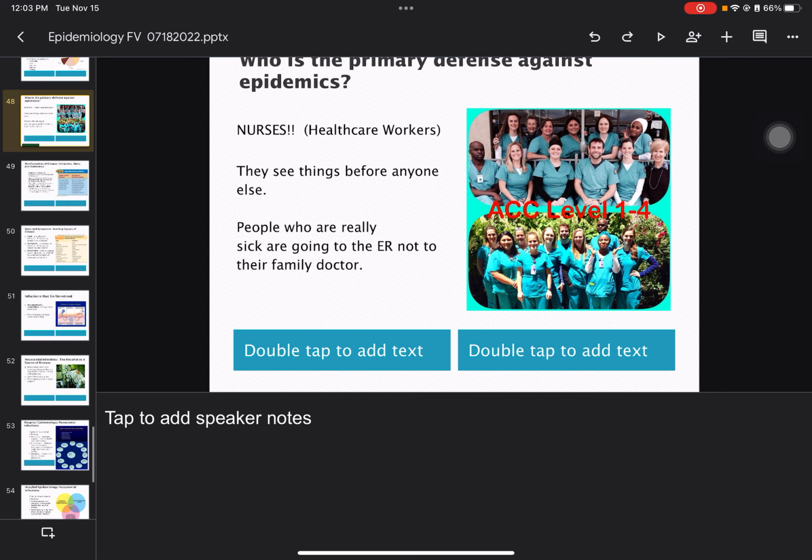And so you might be involved in really intervening and stopping the spread of some of these infectious agents, so it's important to understand that.